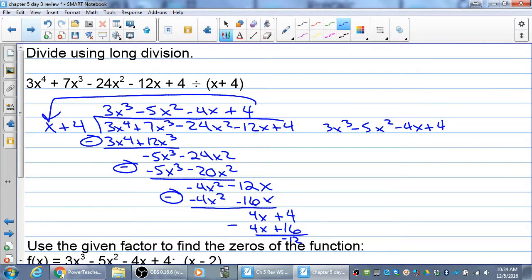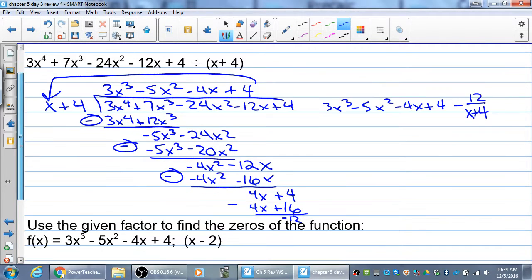Plus 4. And then we have minus 12 over the original x plus 4, what we're dividing by. That's kind of like the mixed numbers, except we have a bunch of variables in here now. Questions on long division? Once you get the hang of long division, it's not that bad. You just got to be careful with all those signs.